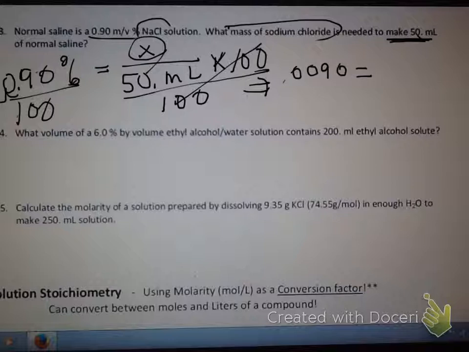So when I do that, I get 0.0090 equals, because I'm dividing 0.90 by 100, so I move the decimal 2 places to the left. 1, 2. Alright. 0.0090 equals x divided by 50 milliliters. Okay. Let's see here. X divided by 50. I'm going to multiply both sides times 50 now.